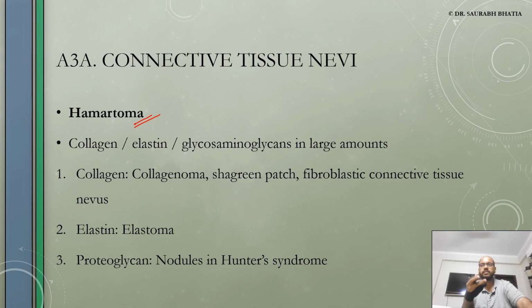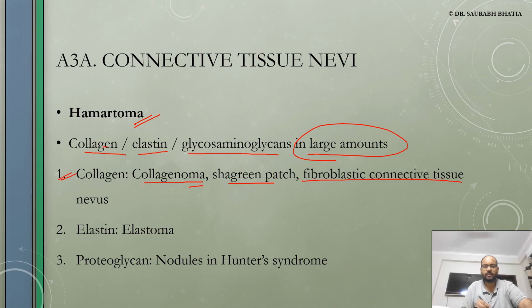Okay, hamartoma means normal structure, normal place, but abnormally proliferated or abnormally made. So in this connective tissue nevi, you either have collagen or elastin or glycosaminoglycans, but in very large amounts. Okay. If there's collagen in the tissue nevi, you have collagenoma, shagreen patch, fibroblastic connective tissue nevi. Okay. If it's elastin, then it is elastoma. If it is proteoglycans or glycosaminoglycans, you will see nodules in Hunter syndrome. But since we are discussing only collagenous disorders, we'll keep our discussion to the collagenoma. Let's move forward.